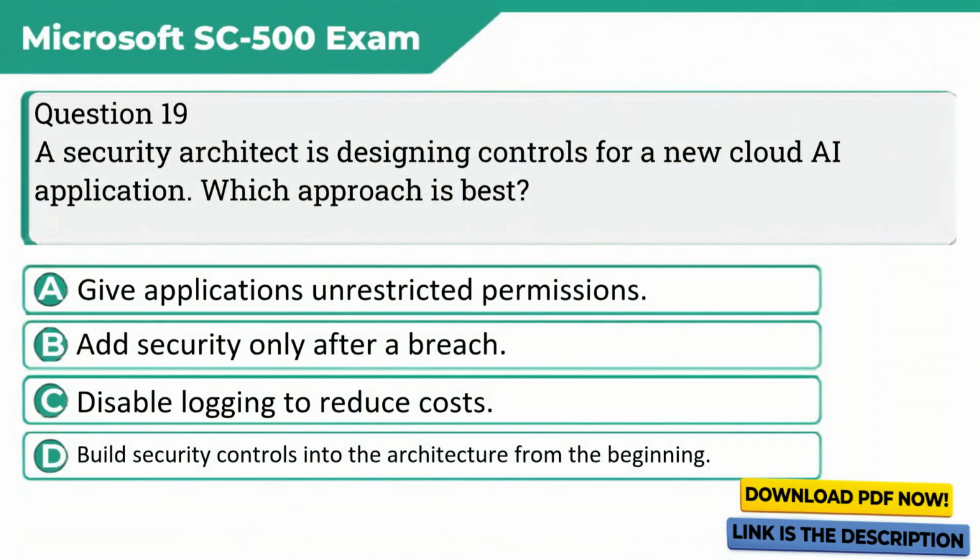Question 19. A security architect is designing controls for a new cloud AI application. Which approach is best? A. Give applications unrestricted permissions. B. Add security only after a breach. C. Disable logging to reduce costs. D. Build security controls into the architecture from the beginning.